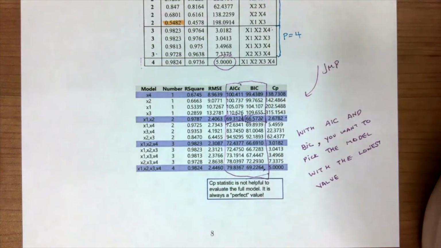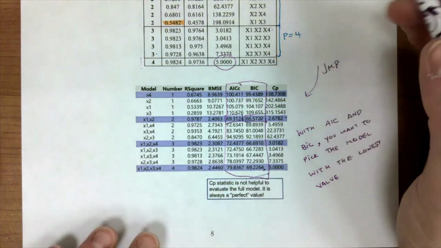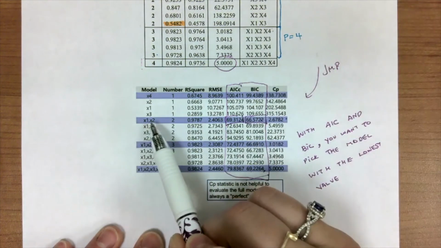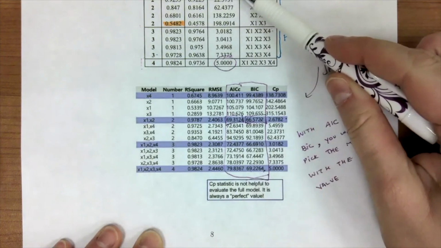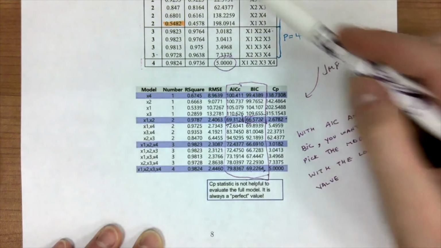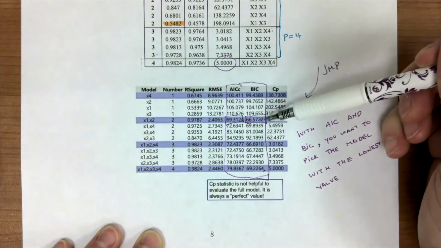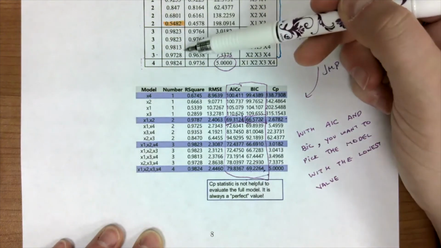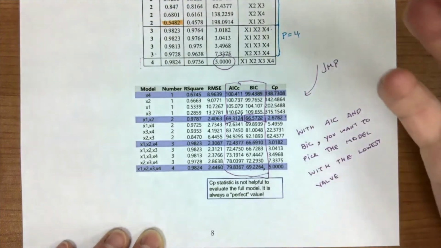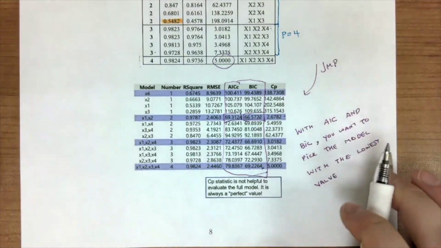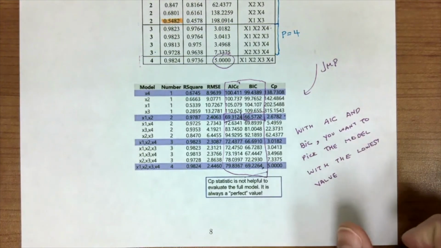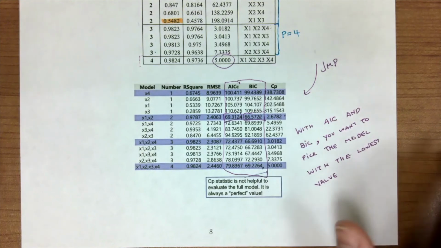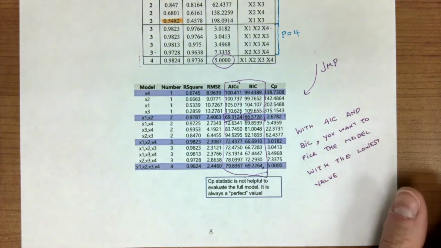So based on all these different criteria, looking at them, I probably again would pick X1, X2. We have the smallest Mallows CP and closest to our p. AIC, BIC are also the smallest. We have a decent adjusted R squared, and by adding more parameters, we don't increase by much. So my model for the cement data would be X1, X2. You just need to be explicit in why you chose your models.